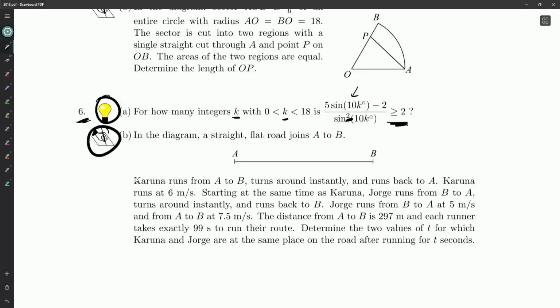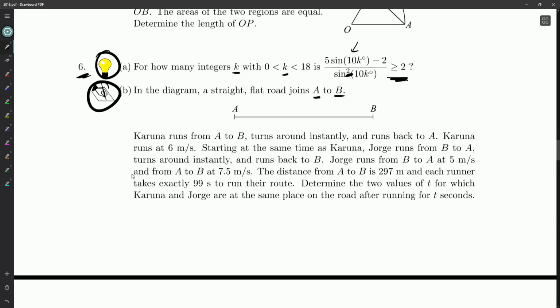Okay, so 6b. In the diagram, a straight flat road joins A to B. Alright, simple enough. Karuna runs from A to B, turns around instantly, and then runs back to A. Karuna runs at 6 meters per second. Starting at the same time as Karuna, Jorge, which I think I'm not pronouncing with the right Spanish accent, a Spanish friend of mine used to tease me about that, runs from B to A, turns around instantly, and runs back to B. Jorge runs from B to A at 5 meters per second, and from A to B at 7.5 meters per second.